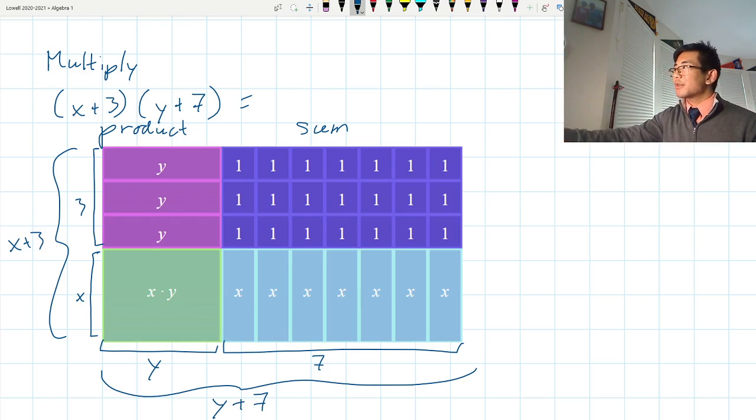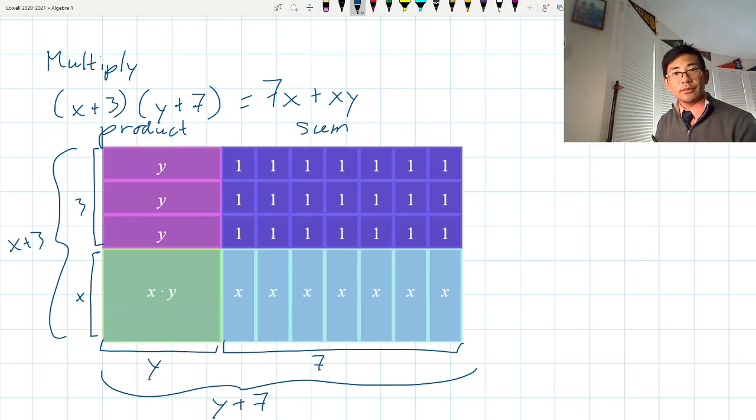Well, how many x's do I have? I have 1, 2, 3, 4, 5, 6, 7 of them. So I'm going to have 7x. Again, what I'm doing here is just adding up all the individual areas of the tiles. The next one will be the xy tile, and there's only one of them. So we'll add in xy, like so. Now the y's, well, there's 3 y's, y plus y plus y. So that'll be 3y.